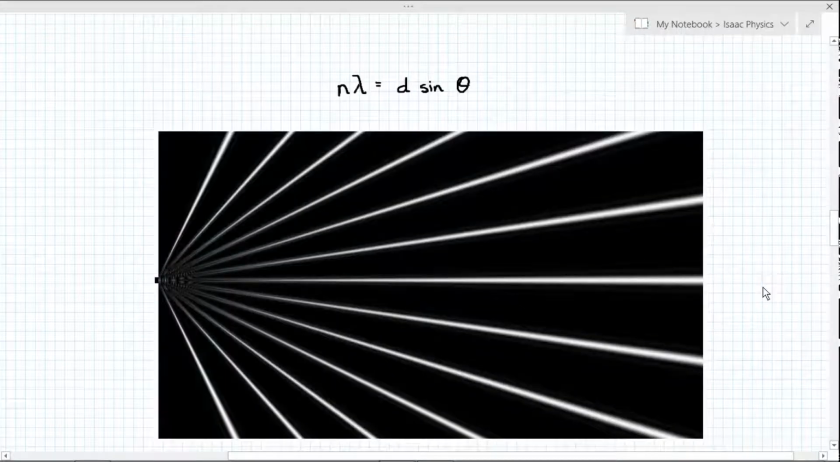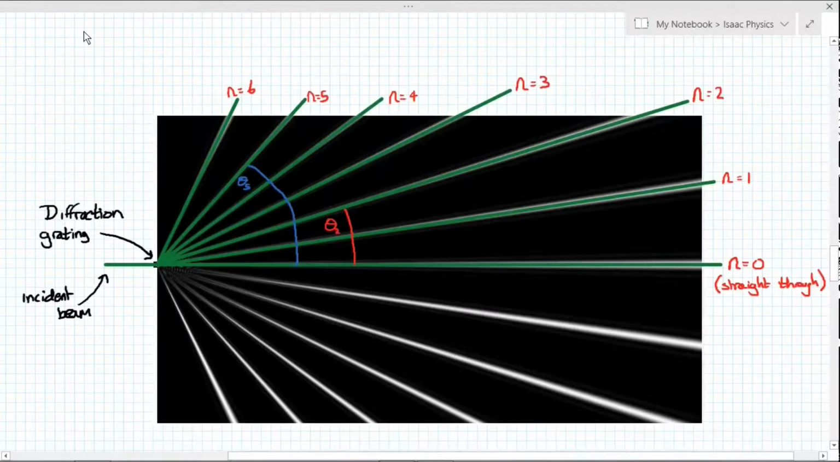The second equation is shown here, n lambda equals d sine theta, and on this diagram you can see a diffraction pattern from a diffraction grating, which is on the left. In order to elucidate this picture, I will add to it like this. And you can see on the left hand side we have the incident beam incident on the diffraction grating, and some orders of diffraction are visible. I've drawn them in green. You can see this whole picture is symmetrical between the top and the bottom, and I've only drawn the orders on the top, but there are also orders on the bottom.